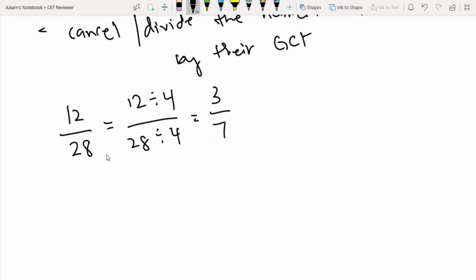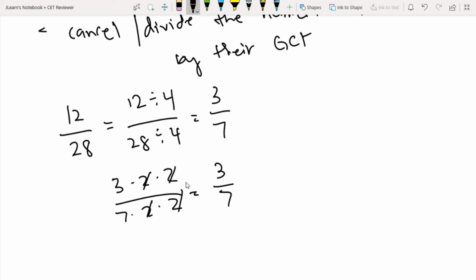Okay? So, another technique here is that i-factor natin yung numerator. Okay? Factor natin yung numerator. So, yung 12 ay equal sa 3 times 2 times 2. Yung 28 ay 7 times 2 times 2. Okay? And then, we cancel common terms sa numerator and denominator. So, may 2 dito, may 2 dito, may another pair of 2's. So, we are left with 3 over 7.